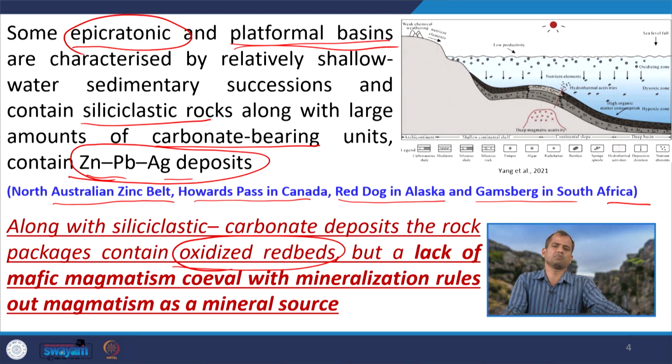So, now we have epicratonic basins, platforms, passive margins, subsided basins. We need mineralization. If you remember our earlier discussions, we talked about magmatism being responsible for the mineralization. But here we do not have any magmatism coinciding with the time of emplacement related to this mineralization. So, it says magmatism is not related to this mineralization. So, how does the mineralization emplacement occur? That is the question we have to address in this class.